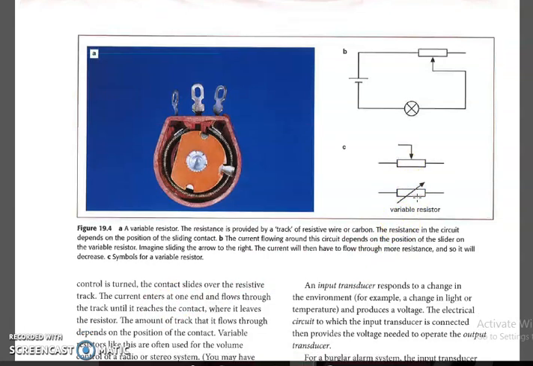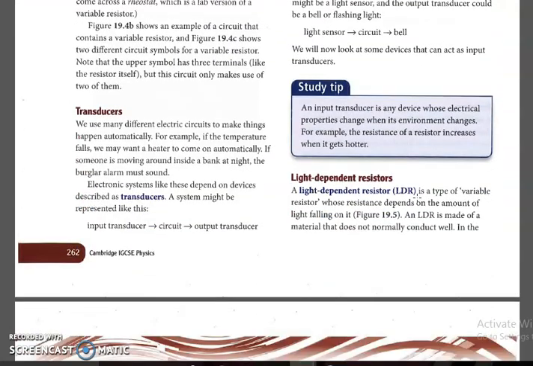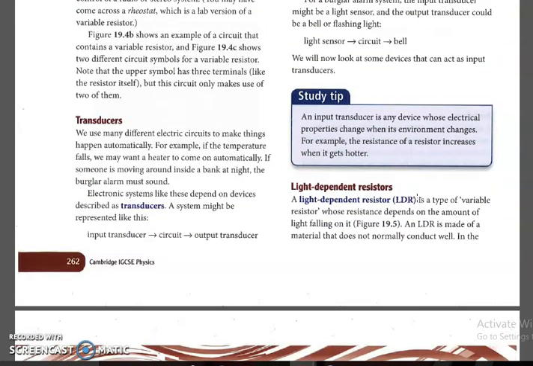So this is a symbol for the resistor, and we can use both symbols. Now we have studied variable resistance. A variable resistance is a resistor whose resistance in the circuit we can change.